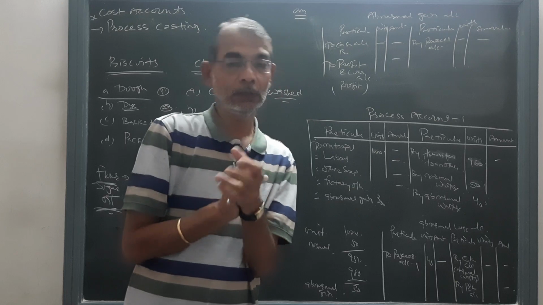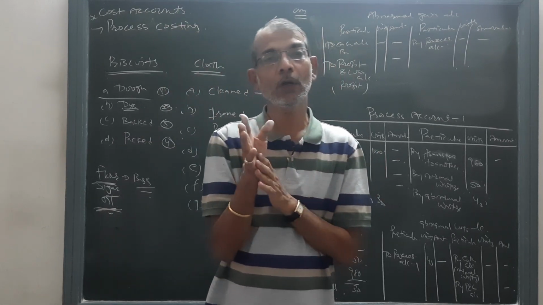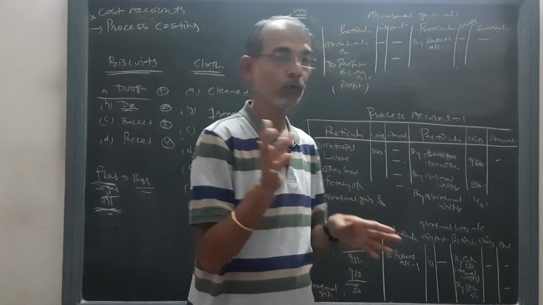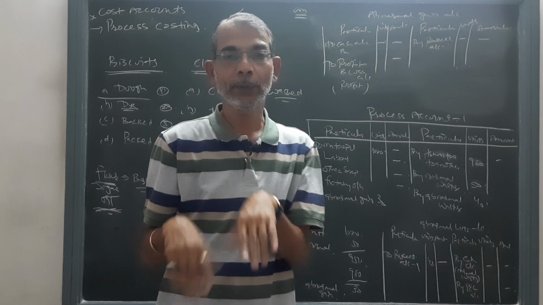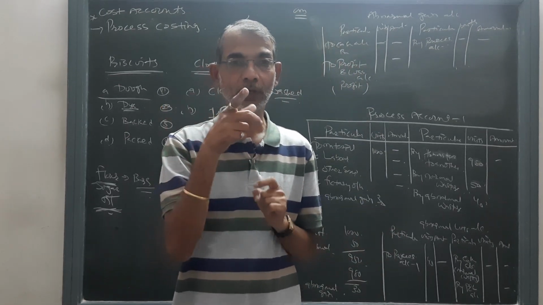In this way, for any process, one process account will be prepared and one abnormal wastage or abnormal gain account if there is. But if there isn't any abnormal loss or abnormal gain, then these two accounts will not be prepared. In the next lecture, we will continue with the question.